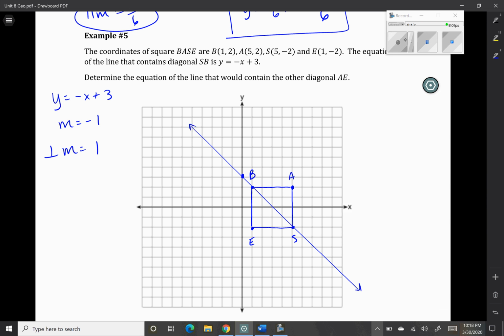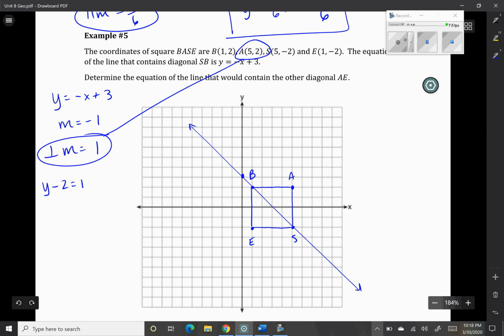Now, I want to create a line that passes through point A and point E, so I just have to pick one. So if I pick point A and this slope, I'm just creating a line that passes through the point 5, 2 and has a slope of 1. So I would say y minus 2 equals 1 times x minus 5. Now, if you do some distributing there, 1 times anything is itself, and then add 2, we notice we get a similar looking equation, but different. We have x minus 3.